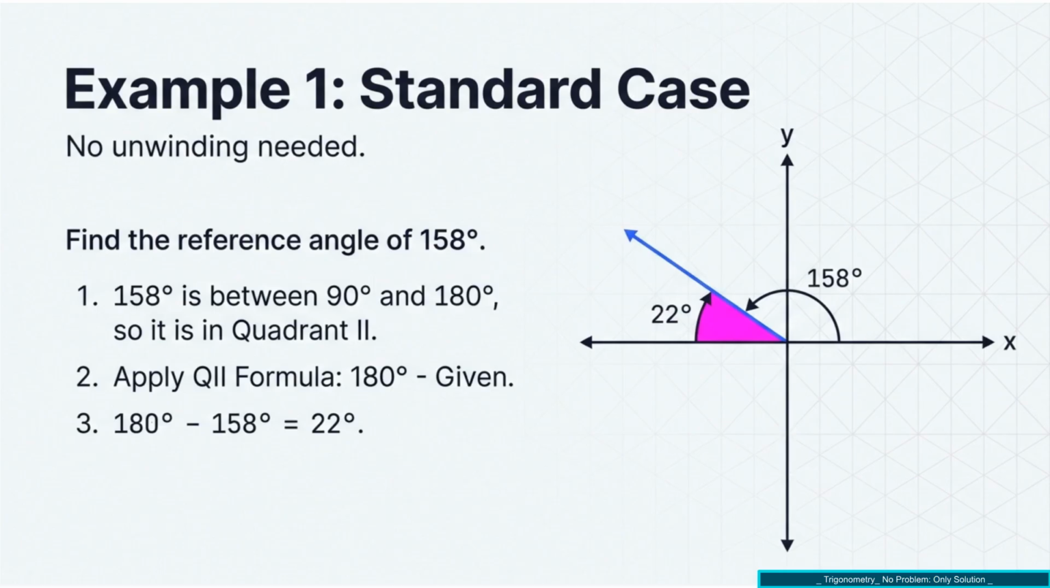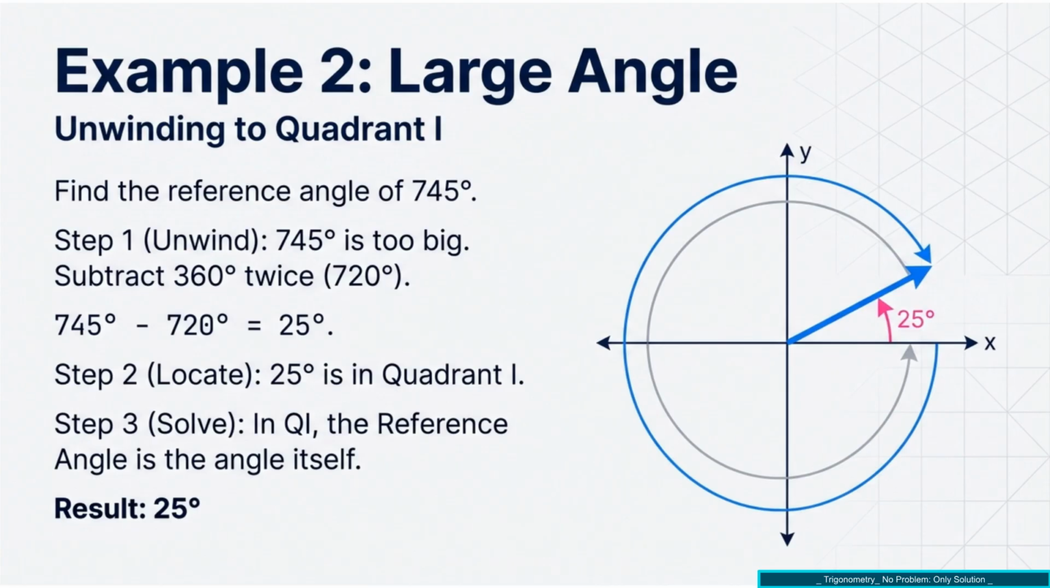Example 1 is a standard case with no unwinding. To find the reference angle of 158 degrees, we identify it as Quadrant 2 and apply the formula: 180 degrees minus 158 degrees, which equals 22 degrees. For Example 2, a large angle of 745 degrees, we first subtract 720 degrees, 2 rotations of 360 degrees, to get 25 degrees. This is in Quadrant 1, so the reference angle is 25 degrees.